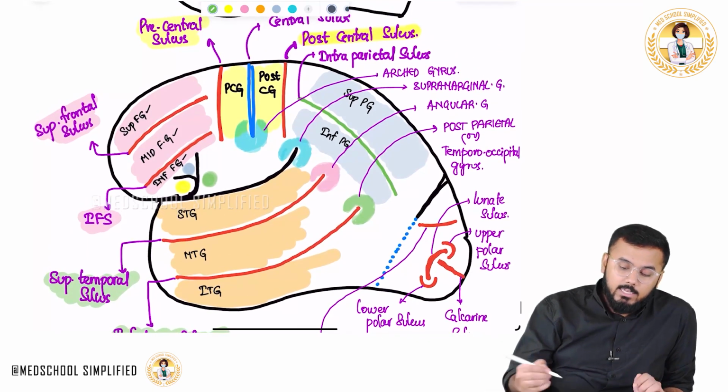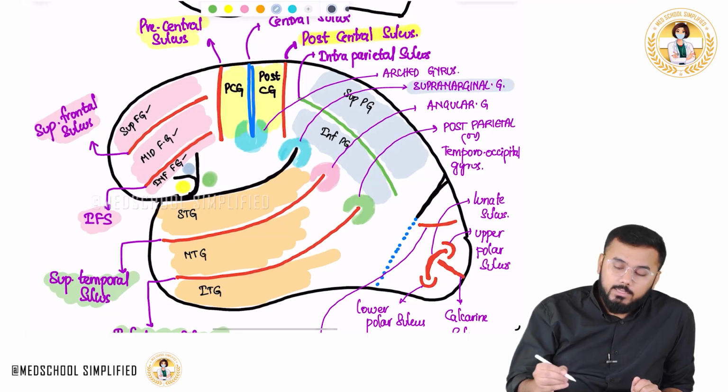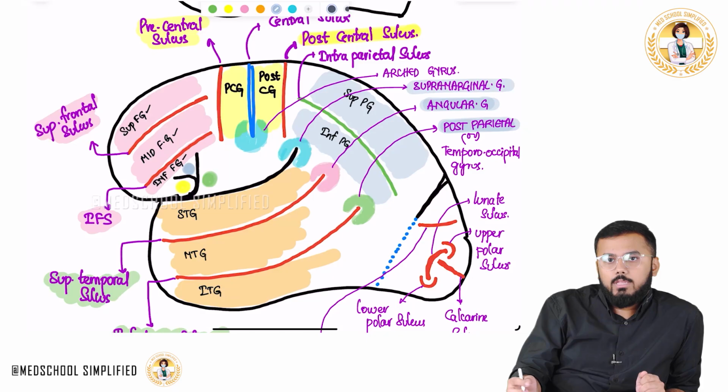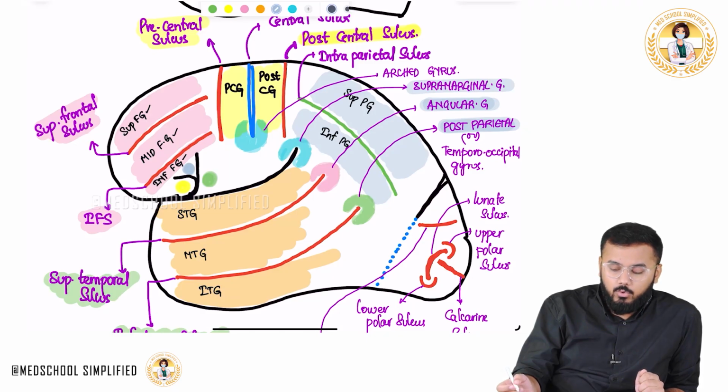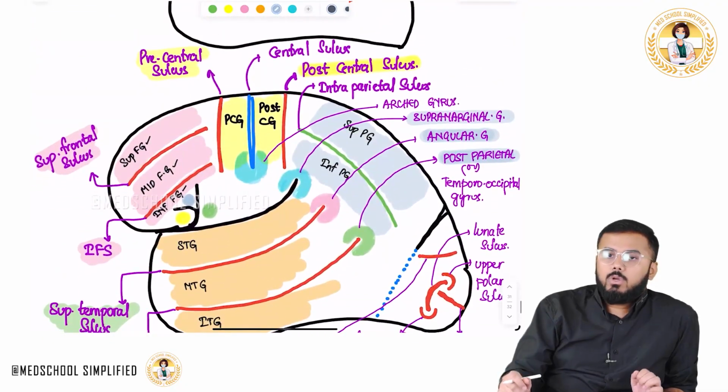These three are very important. One is the supramarginal gyrus. Next is the angular gyrus. Next is the posterior parietal gyrus. These are the three gyri that are very important to know. So these are some of the very important structures which you need to know.